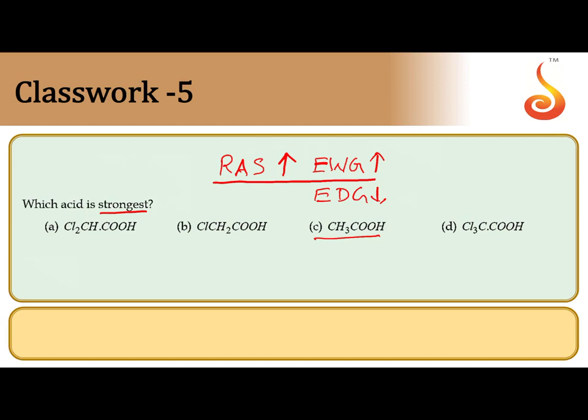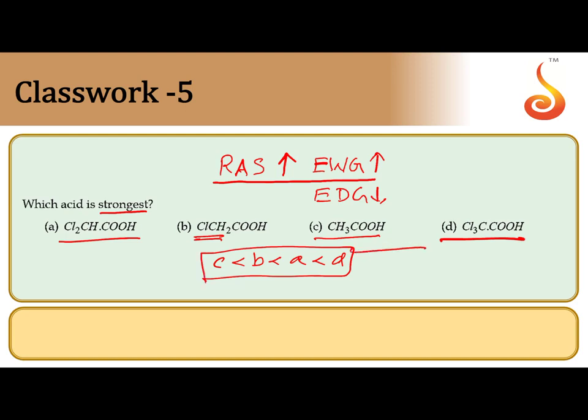In this case, one is acetic acid. In place of one of the three hydrogens, chlorine is introduced, so this is more acidic. When compared with C, B is more acidic. In the case of A, there are two chlorines, two electron withdrawing groups, so A is again more acidic. Then in the case of D, 3 electron withdrawing groups are there, so this is the order. So D is the strongest acid.